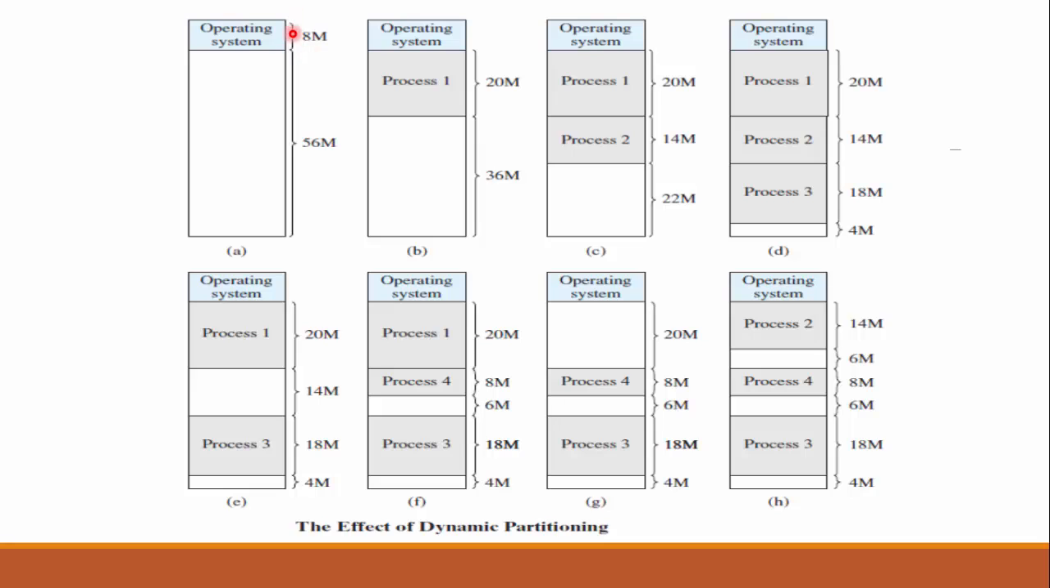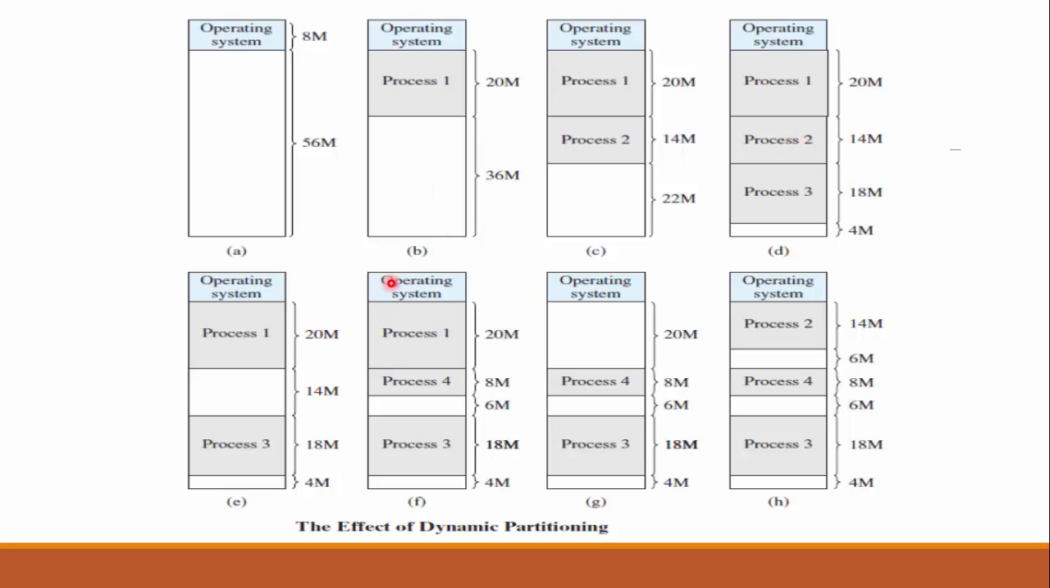Let's say this part of the memory is taken by the operating system and this is the remaining free memory. So process 1 comes and it occupies this 20 of space. Then again process 2 comes, it occupies this 14, so combined 34. Then again process 3 comes, so the remaining space is 4 MB. Now process 2 has terminated and it is removed from the memory.